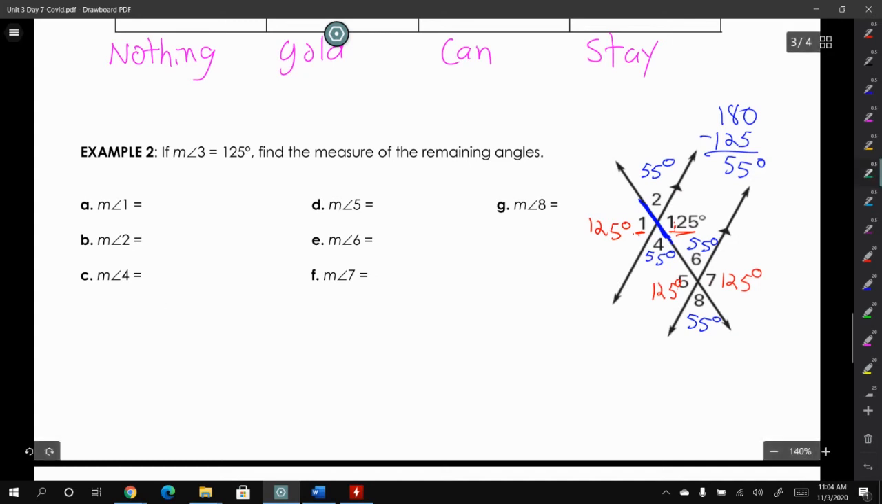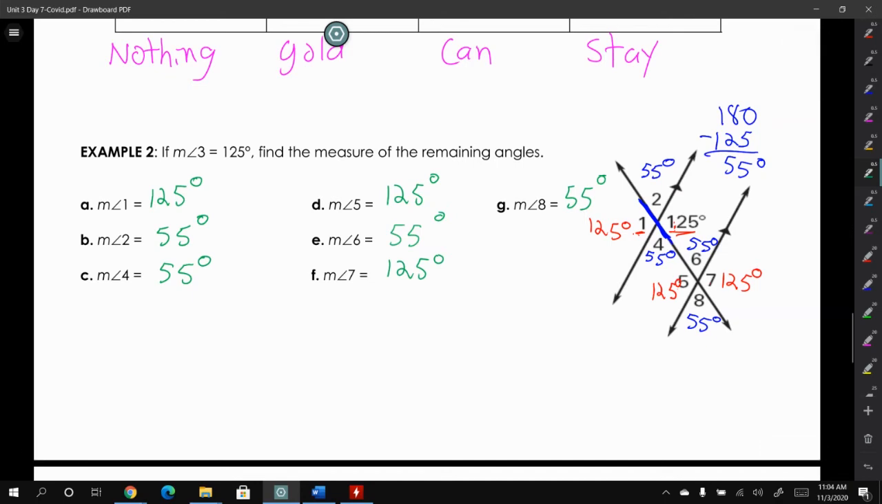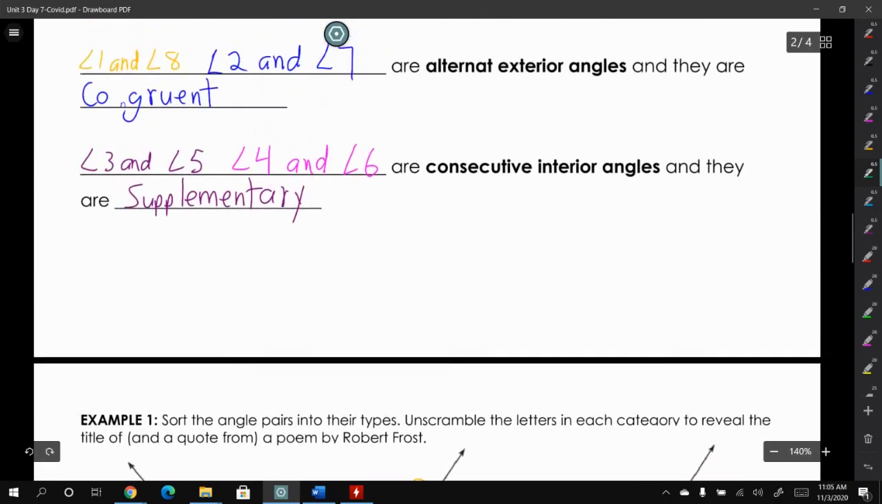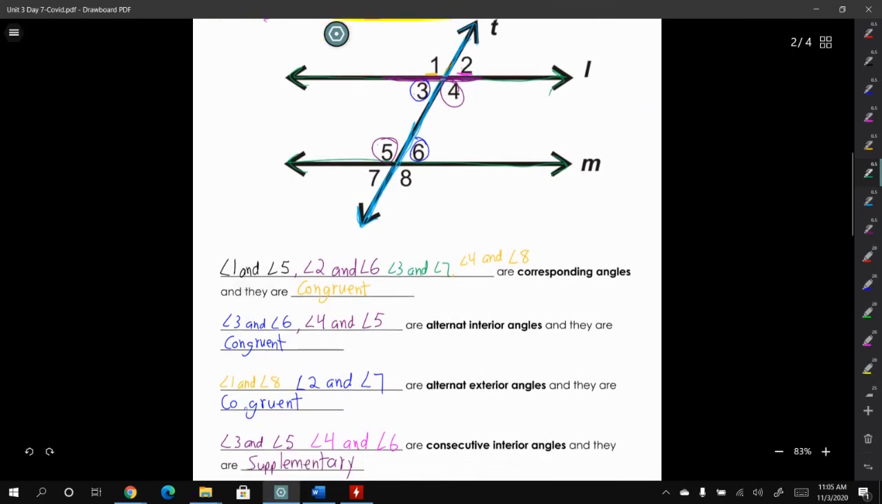So then let's fill in our answers. Angle 1 is 125. Angle 2 was 55 degrees. Angle 4 was also 55 degrees. Angle 5 is 125. Angle 6 is 55. 7 was 125. And angle 8 was also 55 degrees. So these things build off of one another, so it's important that you have, again, like I said, that page up here to refer to.